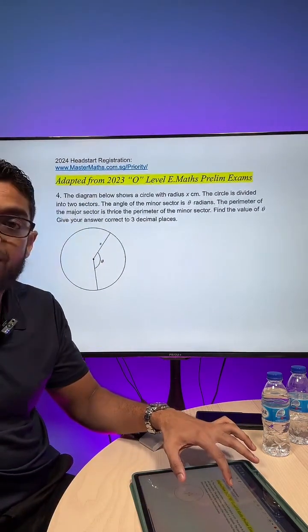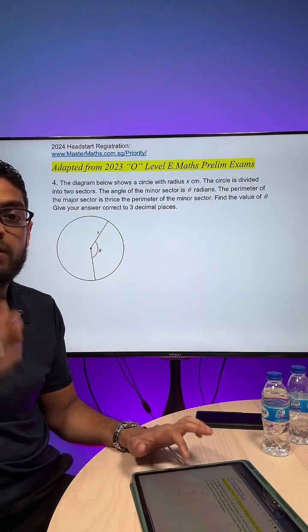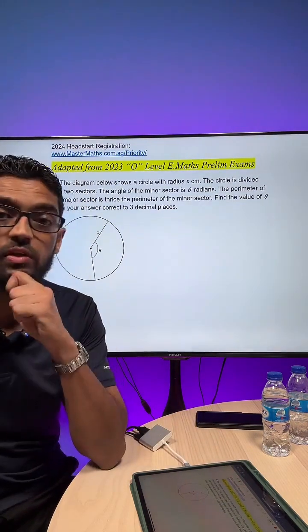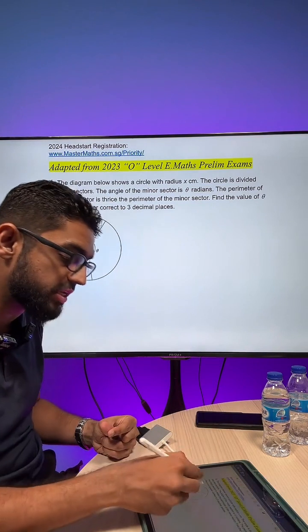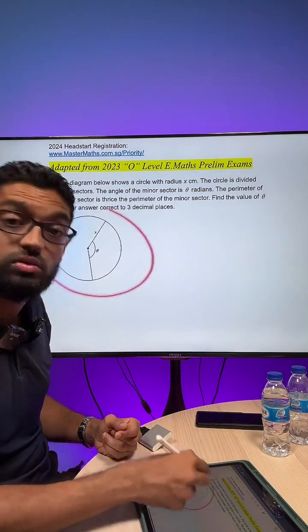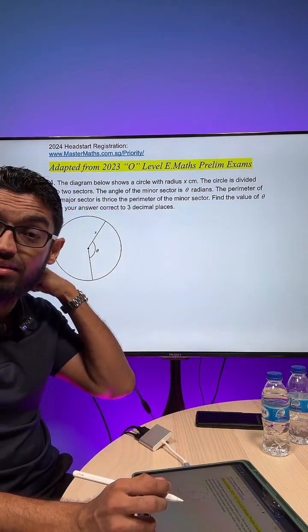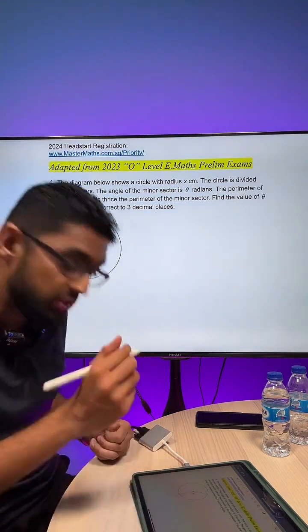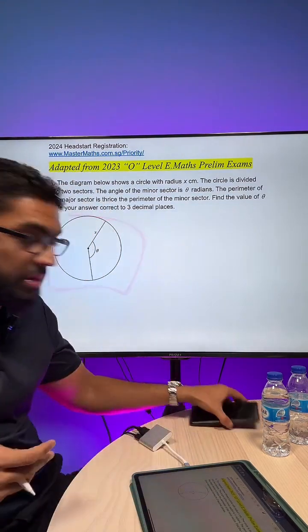which is a very long sectors question. We may take some time here. Now, for the sectors question, it'd be great if you guys can take note of your sectors formula for arc length and so on. So take note of that and try and do question 4 now. Come, let's go, guys.